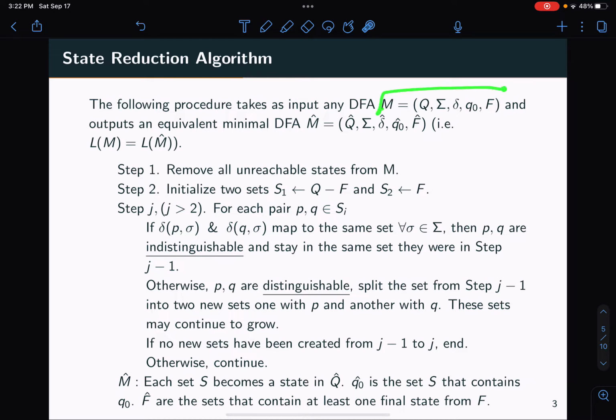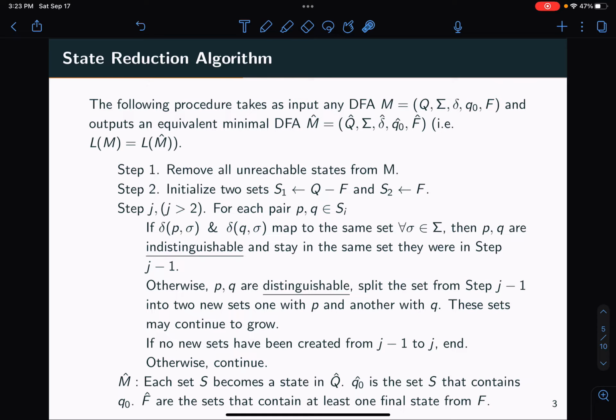Well, you take M, which has states, an alphabet, a transition function, an initial state, and a set of final states, and you create a machine, M hat, which has specific new characteristics for its set of states, transition function, initial state, and final states. We're assuming that the alphabet will remain unchanged. That's right, a very natural assumption, because the language you're accepting is still going to be over the same alphabet. So that's why the alphabet remains unchanged. Okay. So how does this algorithm work?